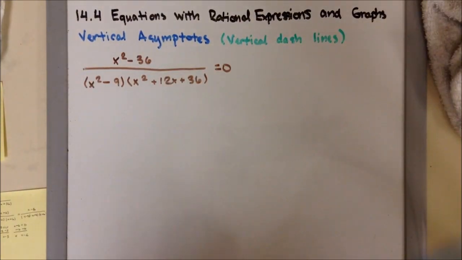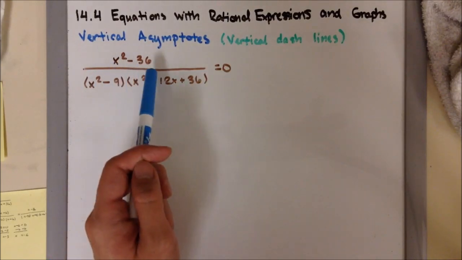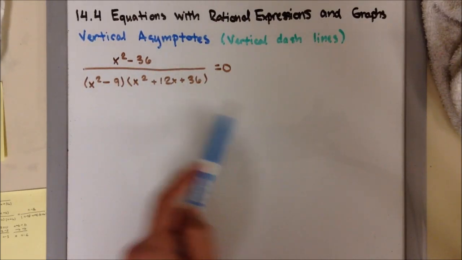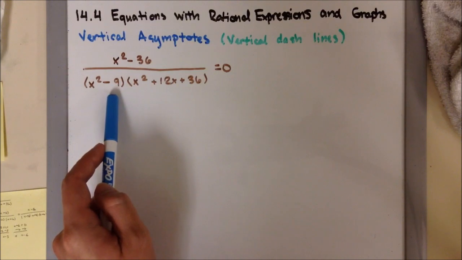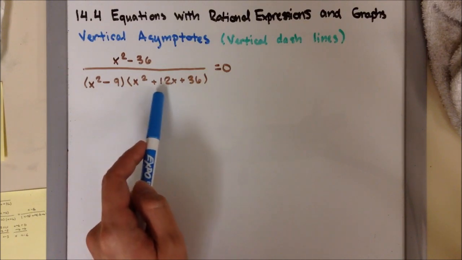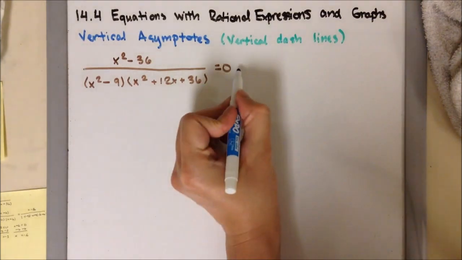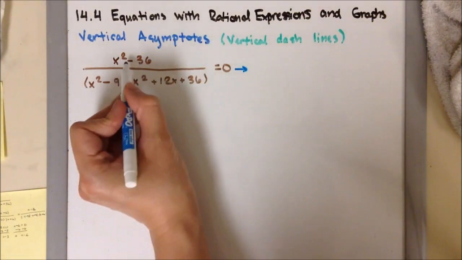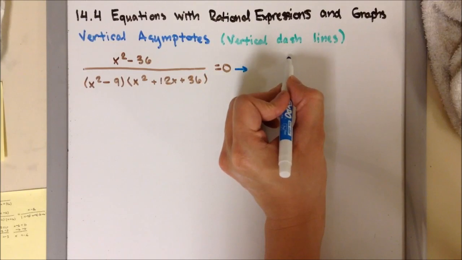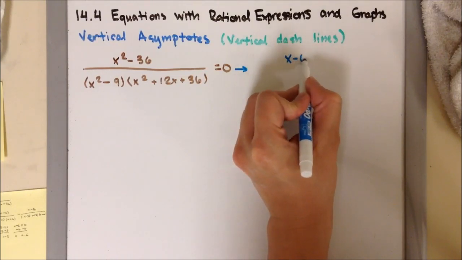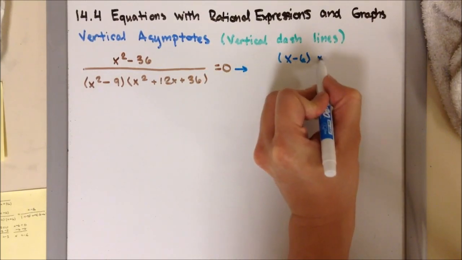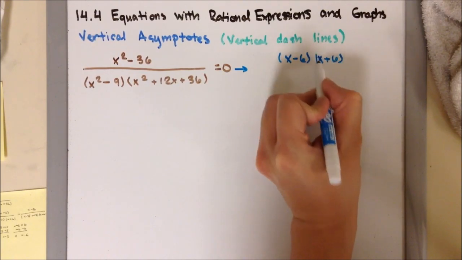In this example, the numerator is x squared minus 36. And the denominator, I have x squared minus 9 times x squared plus 12x plus 36. So I'm going to factor. In my numerator, I have a difference in square, x squared minus 36. When I factor, I'm going to have x minus 6 and x plus 6 multiplying to each other.